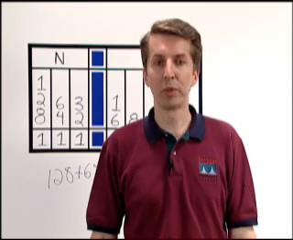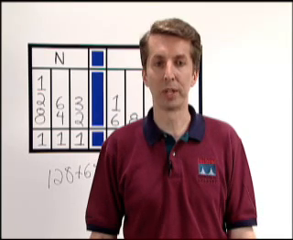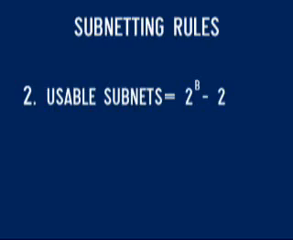Now we need to determine the range of addresses in each of our subnets. We know that we need to borrow 3 bits for our scenario, and we know what the custom subnet mask is. We also have enough information to determine what the range of IP addresses are in each subnet. There's an easy way to get the number of usable subnets using the second rule of subnetting. If we raise 2 to the power of the number of bits we borrowed and then subtract 2, this gives us the number of usable subnets.